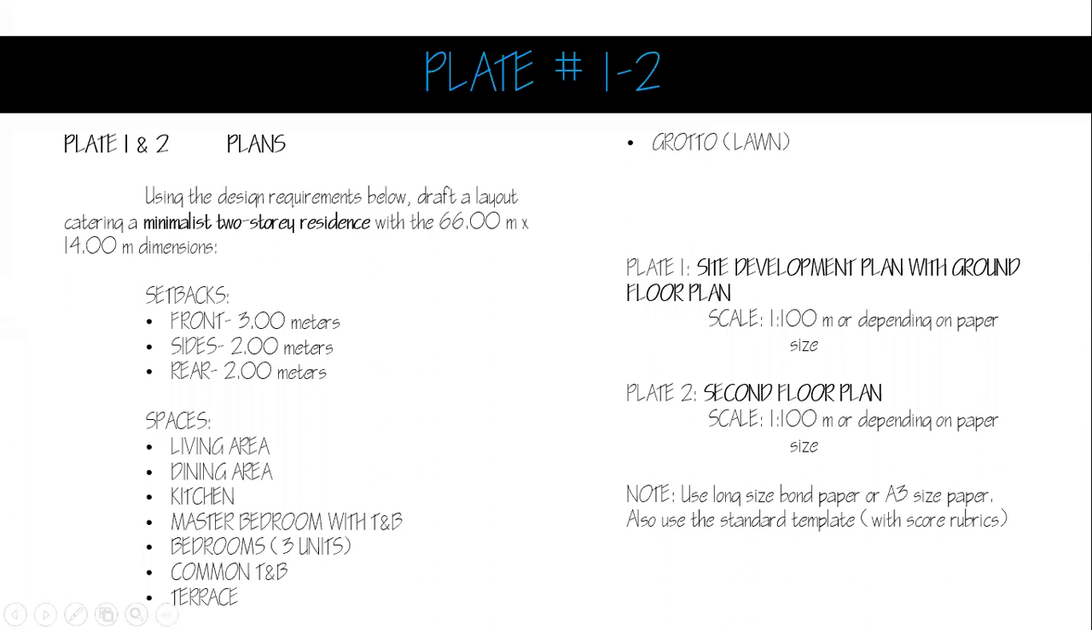So what you're gonna do for your plate number 1 and plate number 2, using the design requirements below, draft a layout catering a minimalist two-story residence with 66 meters by 14 meters dimensions. So basically, it's a rectangular lot, no? But 66 meters ang depth niya. The depth is iyang giladmon. And the width is ang iyang gilapdon. So 14 meters muna siya along the national road. So 14 meters ang iyang frontage, 66 meters ang iyang depth palikod.